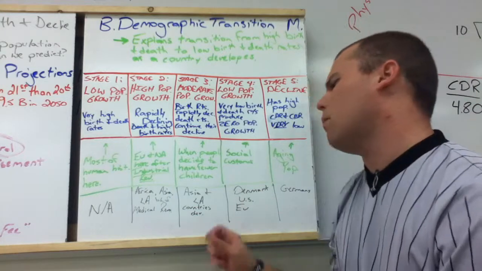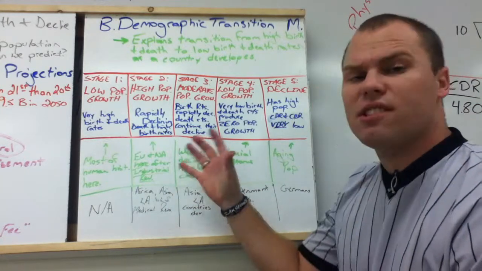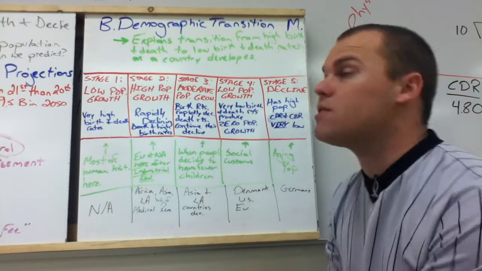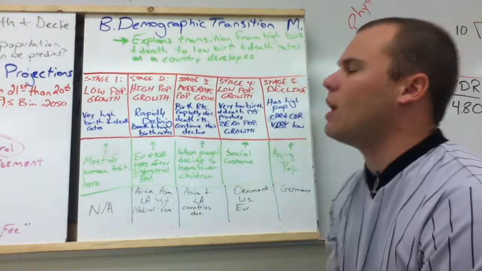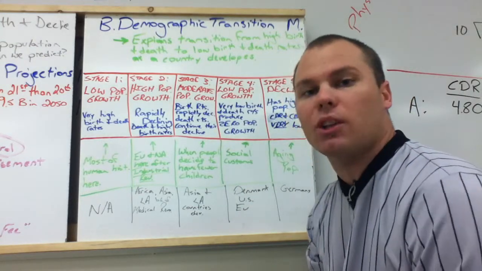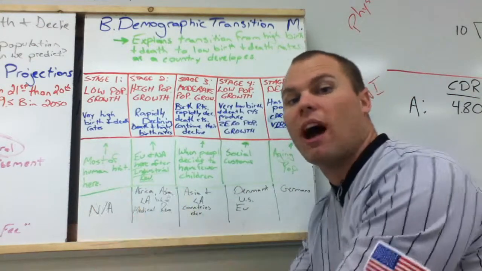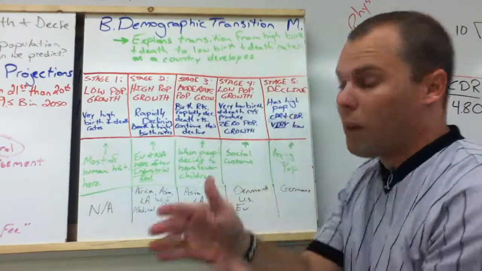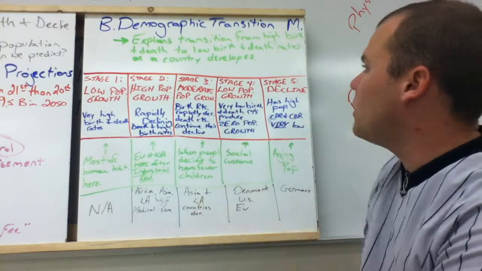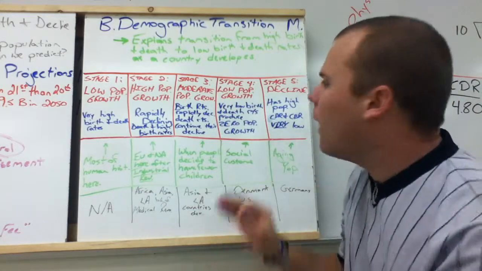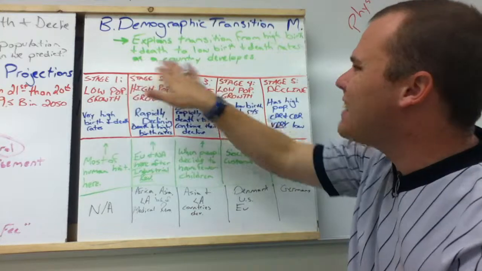Now, the next thing is the bulk of the lesson for today, and this is the sheet that I gave you. You should have this in front of you. This is the demographic transition model. What the demographic transition model does is explain the transition from a high birth rate and high death rate to a low birth rate and low death rate, and maybe vice versa, depending on different categories, as a country develops.